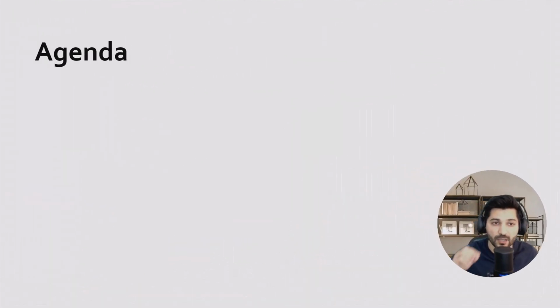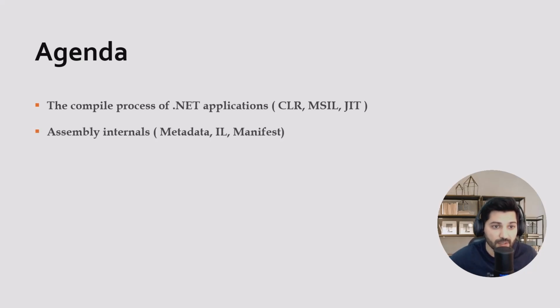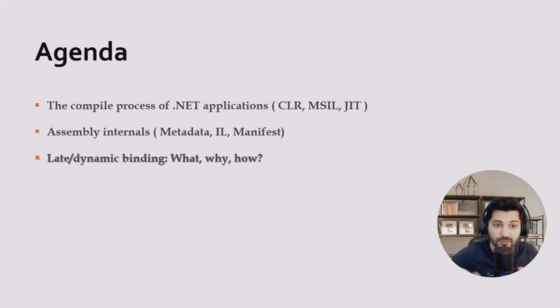Well, let's talk about what we have in our agenda. We're going to talk about the compile process of .NET applications, particularly CLR, Microsoft Intermediate Language, and the JIT compiler. We'll learn a lot about assembly internals like metadata, intermediate language, and manifest. We need to understand the later dynamic binding.